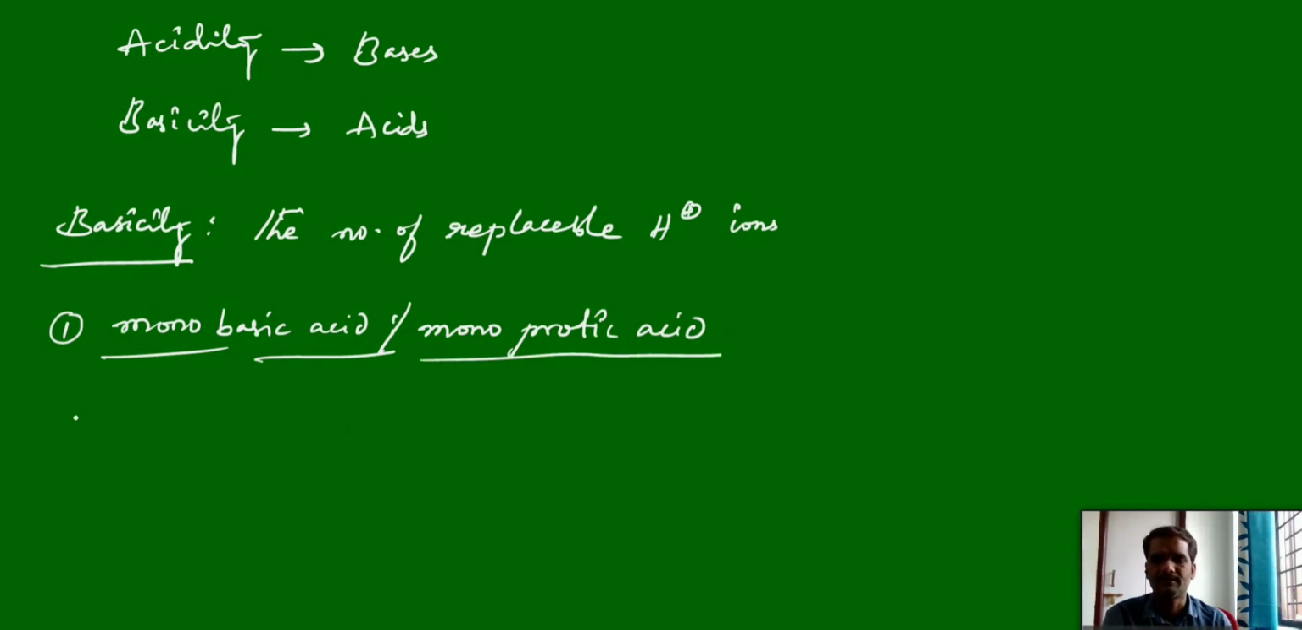We can take few examples here. HCl, HNO3, acetic acid, formic acid, etc. And these are the acids, so they can lose only one proton and the replaceable protons are one. So we can say these are the monobasic or monoprotic acids. We have the list, just remember some of these acids here.